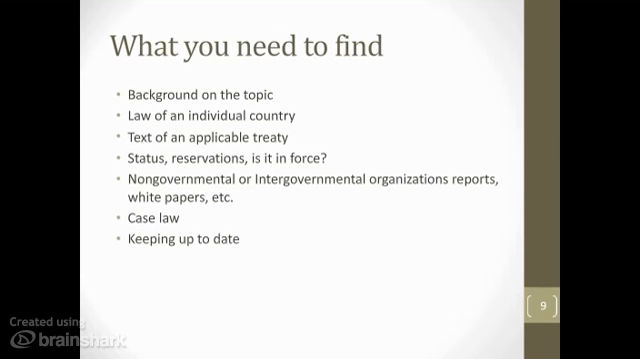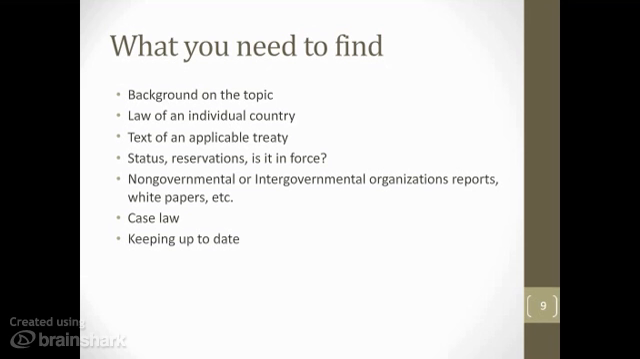Before you even start your research, you need to think about what you're going to be doing. What are you going to need to find? I have this list here of some things that can get you started. So background, law of an individual country, definitely look for the text of an applicable treaty as well as all of the information that goes with it. Status, reservations, is it in force? Who are the parties to the treaty?